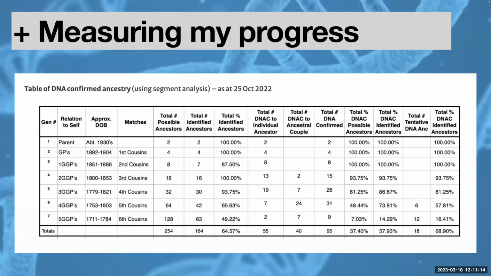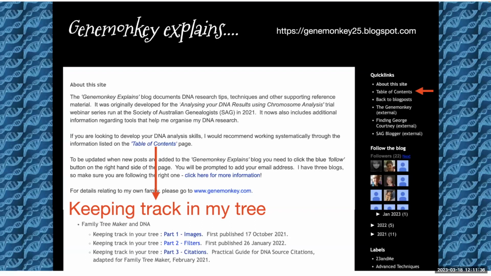But it was always giving me a very big headache, because I was counting things differently every time. I'd come to do it and I'd think, why have I done that? That's not right, and redo all the numbers all the time. So I went through various iterations of trying to complete that as well. Some of the things I'm going to show you are how I've actually addressed all those. I've got 3 blog posts in my Gene Monkey Explains blog to do with images, filters, and citations, so that's there if you need to look at it later.